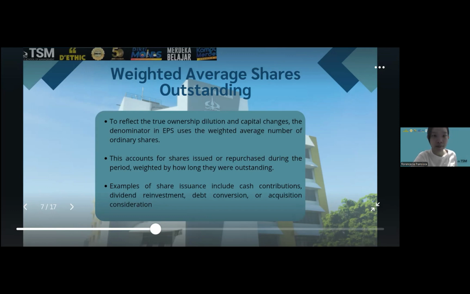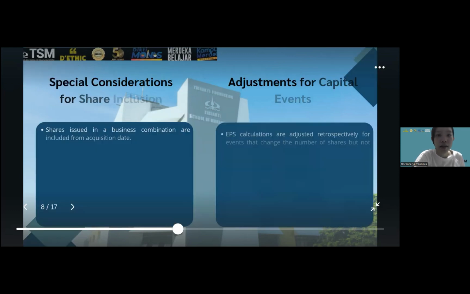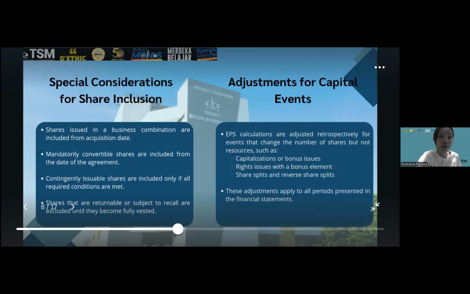Next, we will learn about special considerations for share inclusion and also adjustments for capital events. So, some shares need special treatment. Shares from business acquisitions are counted from the acquisition date. Shares that must be converted into ordinary shares are counted from the contract date. Shares that depend on meeting conditions are only counted if all conditions are met. Shares that might be taken by the company are excluded until they become fully owned.